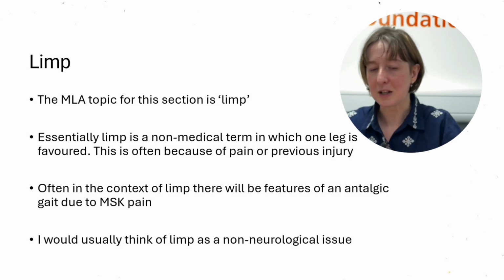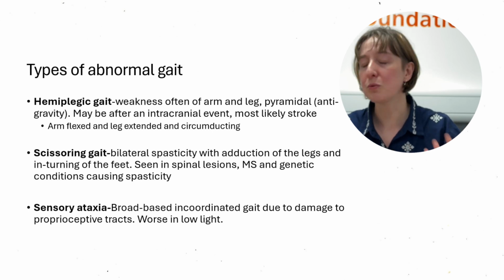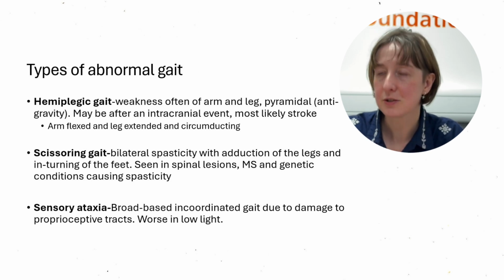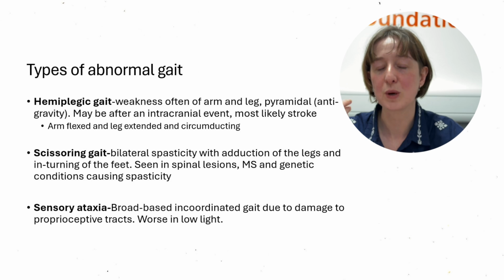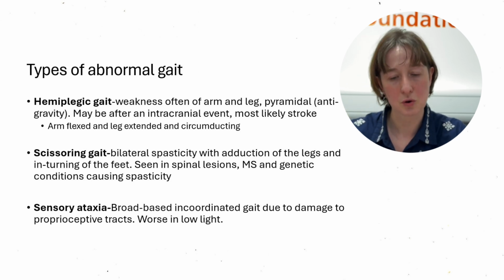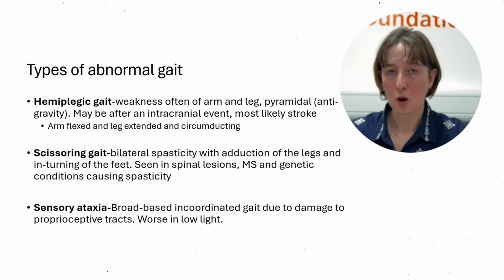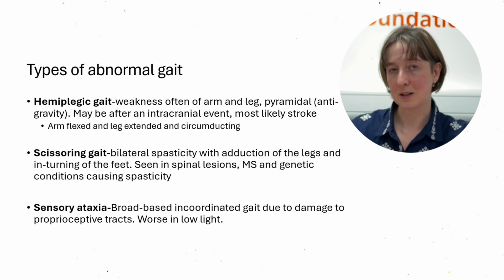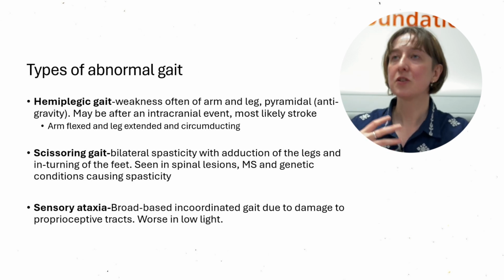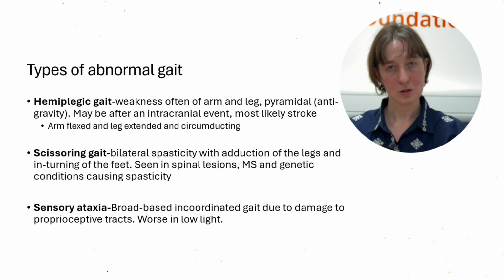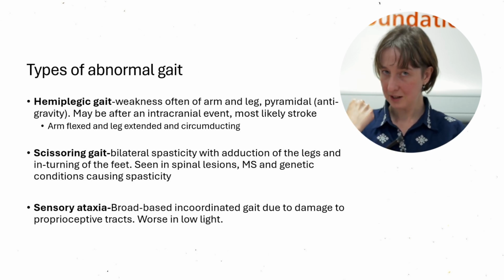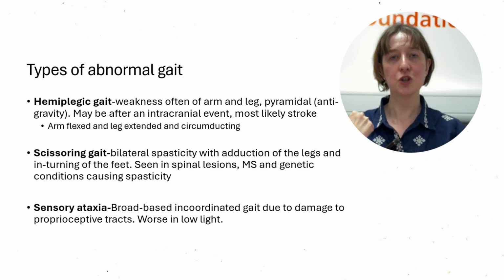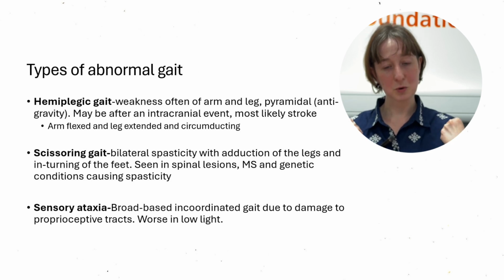So rather than limp, let's talk about types of abnormal gait. I'm just going to go through a few, give you a little bit of context and describe how they look. A hemiplegic gait: we've talked about people who've had a stroke, with weakness down one side. You get weakness of that arm and leg in a pyramidal distribution, which means an anti-gravity central nervous system pattern of posture. The arm is flexed and the leg is extended, and we call that anti-gravity because in nature, if you have extended legs and flexed arms, you're much more likely to survive.